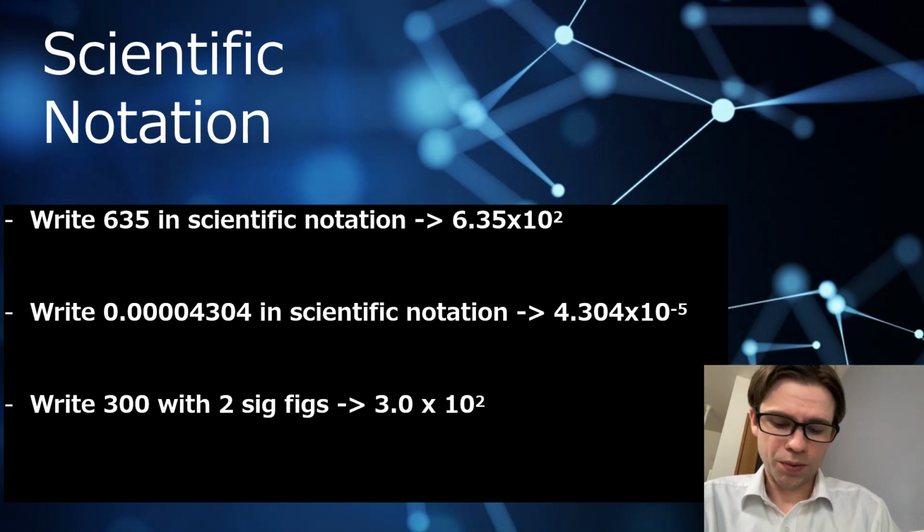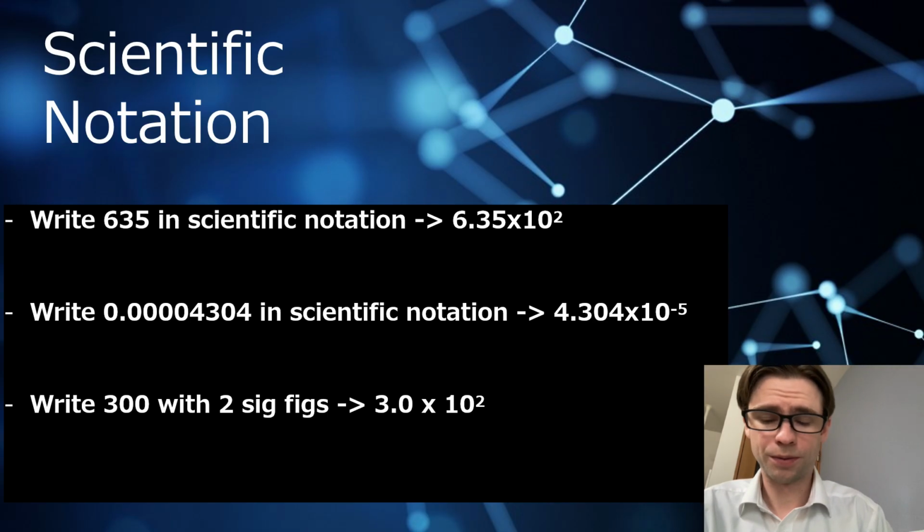All right, and then if you want to go back to your original number, you can take times 10 to the minus 5 and then move this decimal place 5 spaces to the left. You'll get back to 0.00004304.